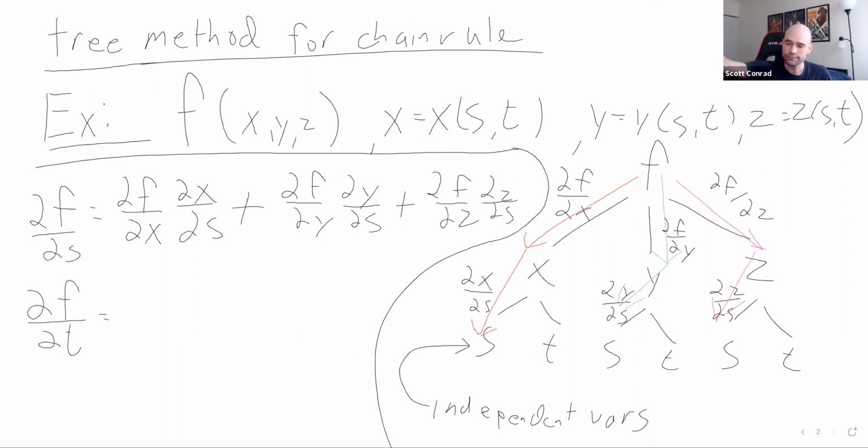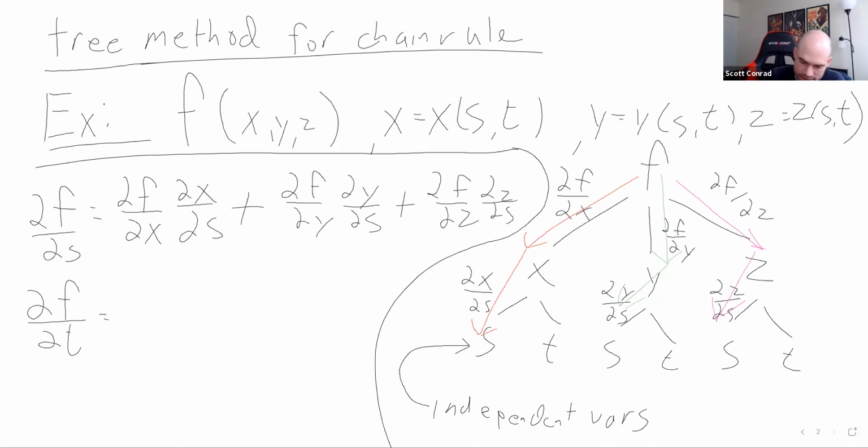So draw your tree. You have f, your intermediate variables, and under each of those, the actual dependent variables. And then look at all the ways you can go from f down to whatever variable you're taking the derivative with respect to. So for df ds, we look at all the ways we can go from f down to s, multiply down, and then add up all the paths. And then we can do the same for df dt. And the process works exactly the same.